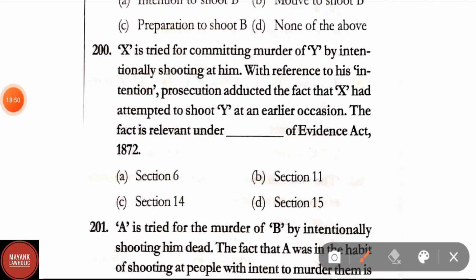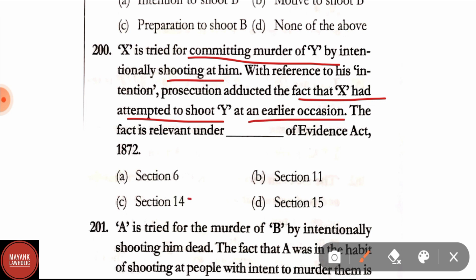Question number 200. X is tried for committing murder of Y by intentionally shooting at him. With reference to this intention, prosecution adduced the fact that X had attempted to shoot Y at an earlier occasion. The fact is relevant under dash of the Evidence Act. Correct answer is section 14 of the Indian Evidence Act.